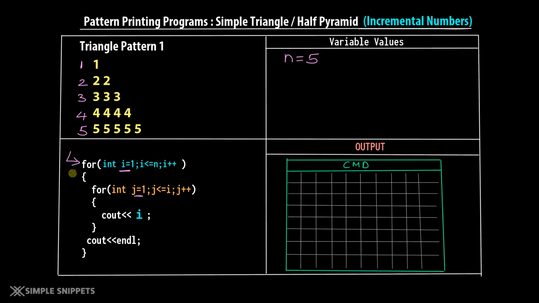So first thing, we have an outer for loop, and then we also have an inner for loop. Generally in these triangle printing programs, the outer for loop is always associated with the number of rows. Okay, so since we have 5 rows, n is equal to 5.